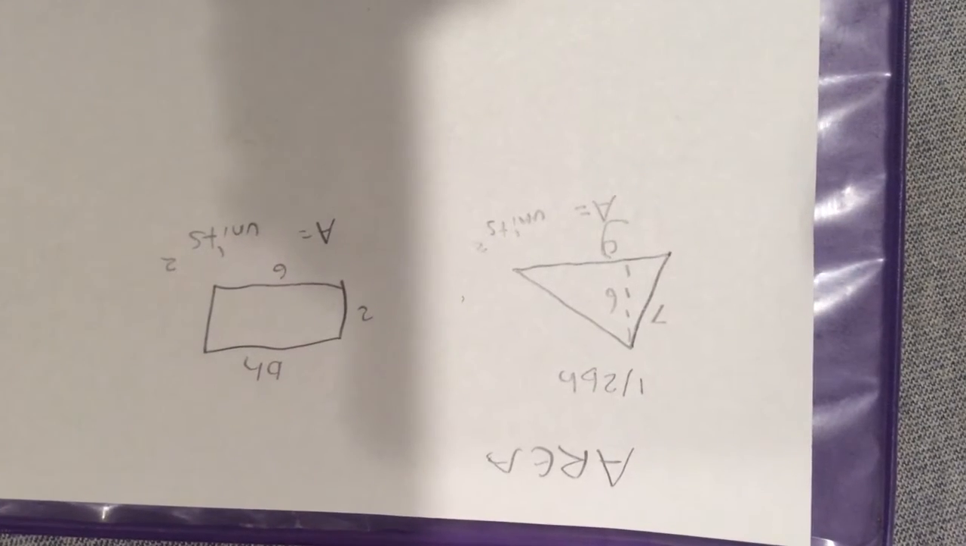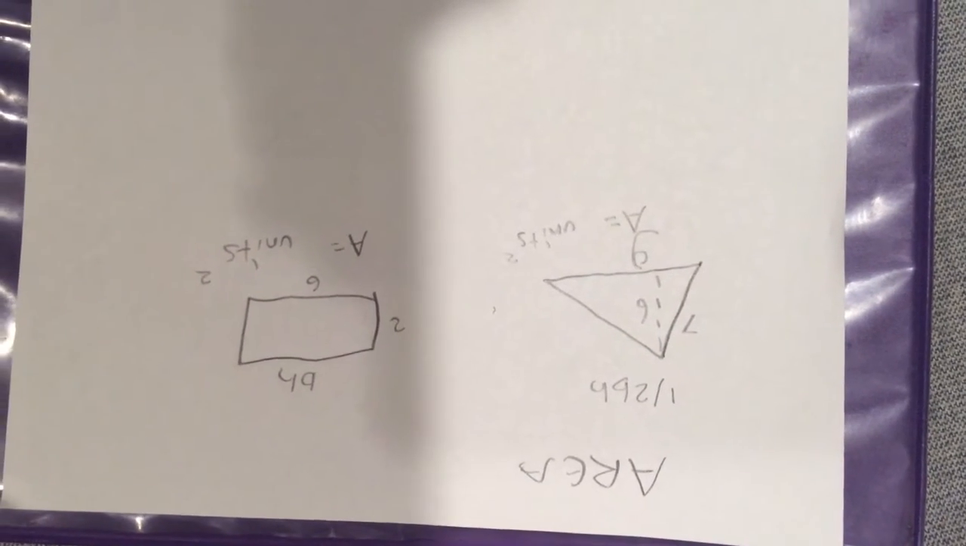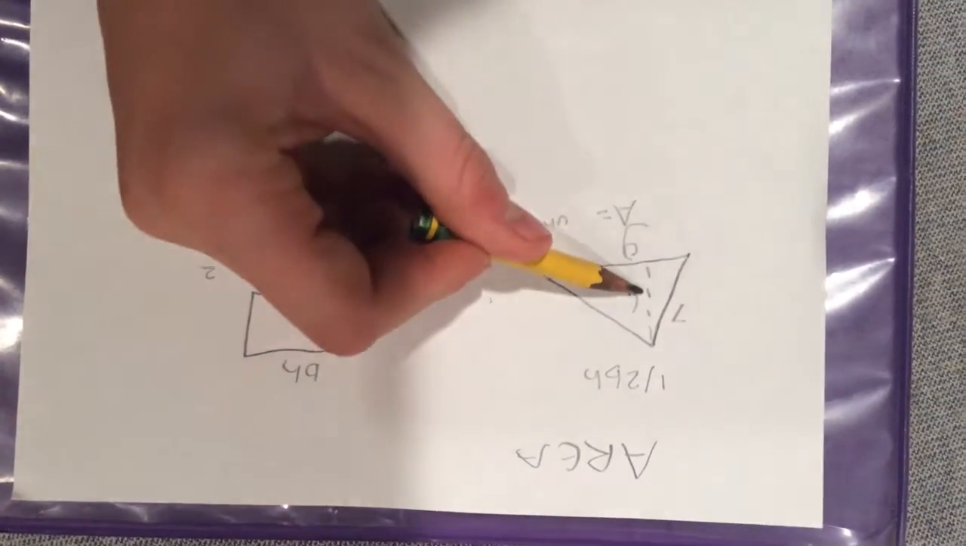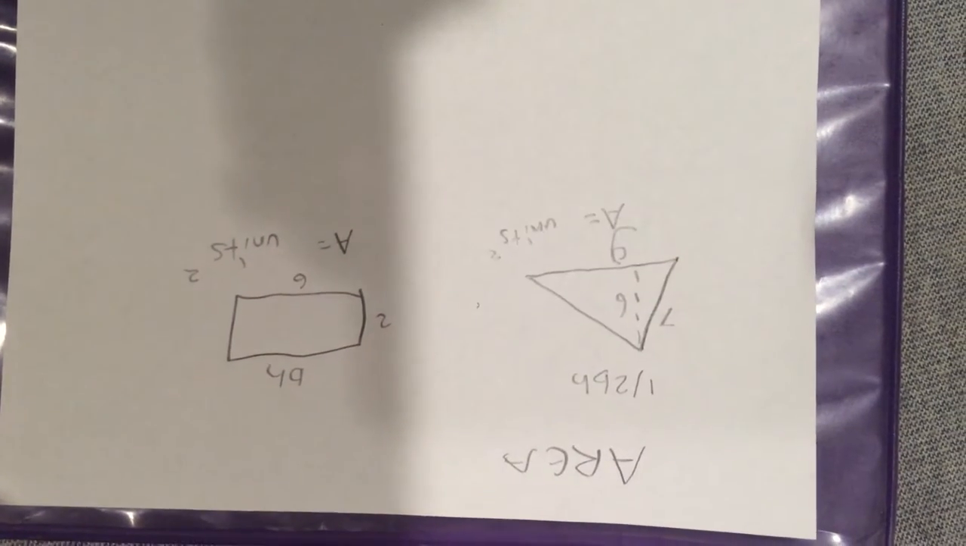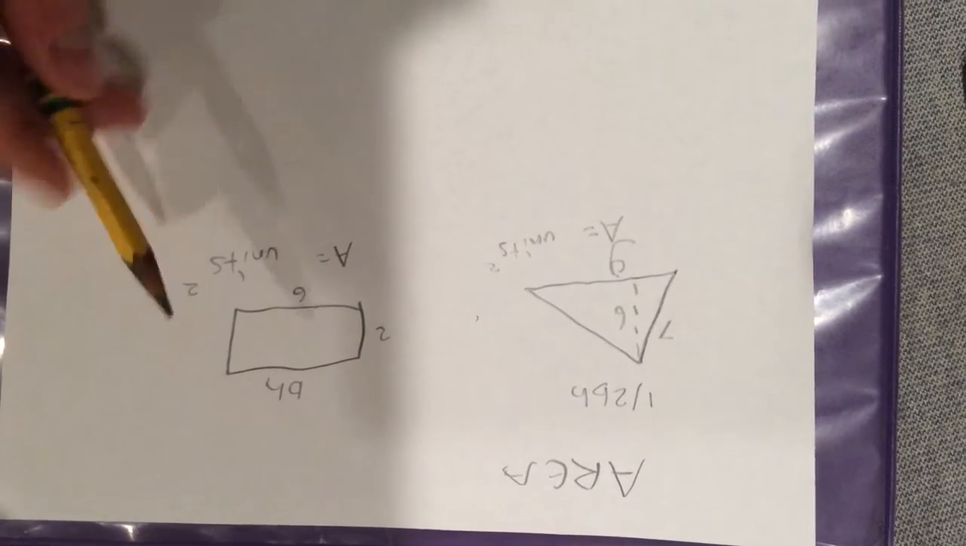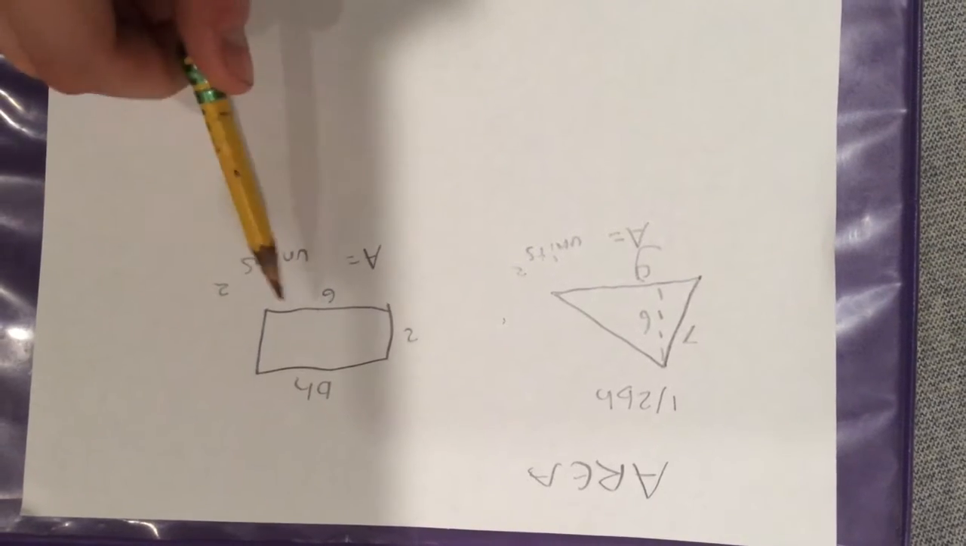The area of a triangle is a half of its base times its height. Now the height is this thing here, it is not this thing here. And the area of a rectangle or a square is just base times its height, which is this times this.